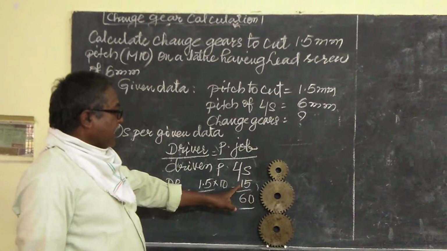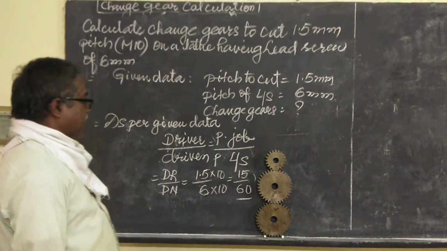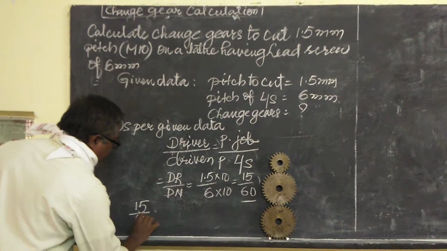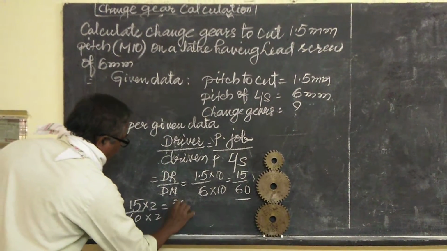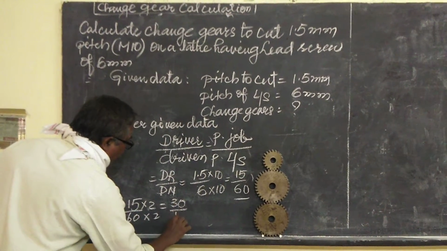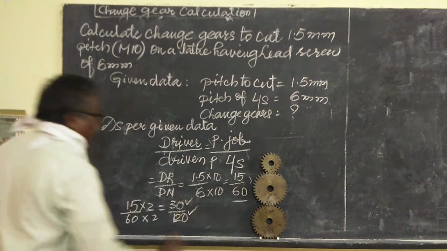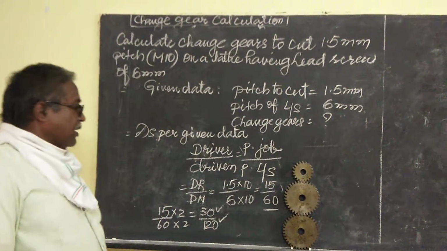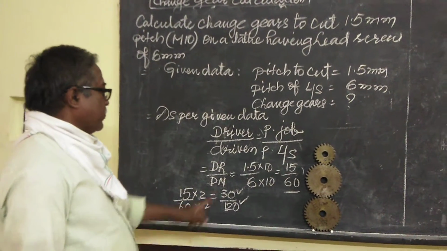So, will the gear 15 be available? No. In that case, we will go to 30, into 2. 15 by 60, into 2, into 2, that is equal to 30 by 120. 30 gear available, 120 gear available. If the gear 120 is not available, we will go some other way.